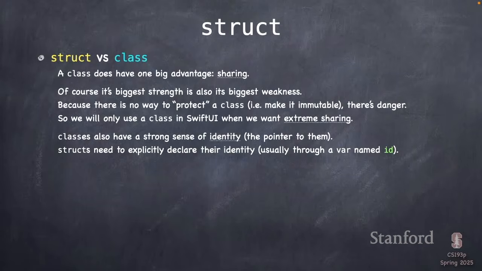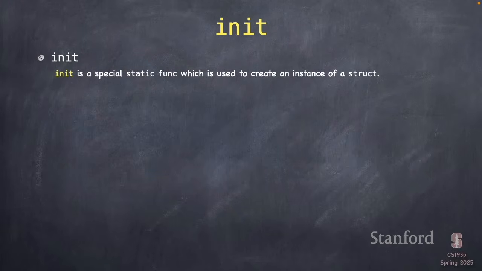And if we have structs that are identifiable with id, then we don't need to do that id: \.self thing that we do in ForEach. In fact, there's a version of ForEach where the default for that argument is id: \.id. So if you have that id for a struct, you can just leave that id: \.id off, because that's the default for it. All right, so that's it, structs and structs versus classes.